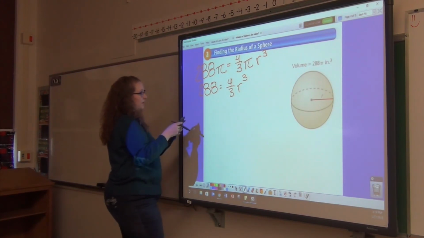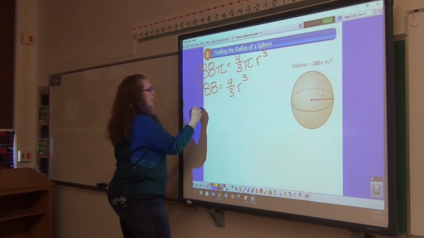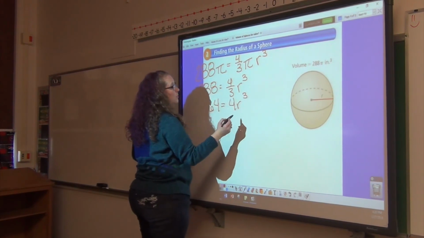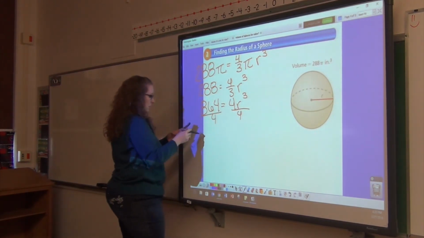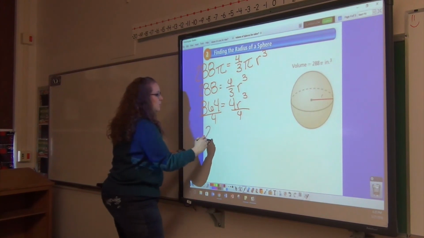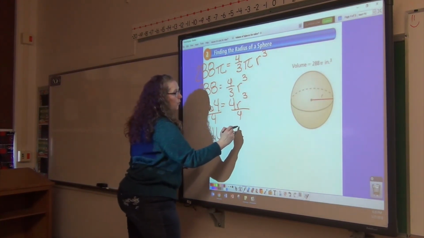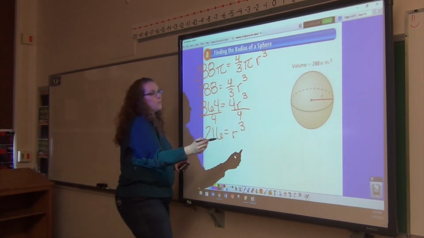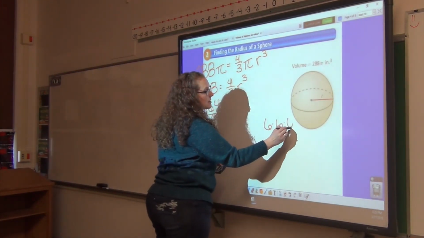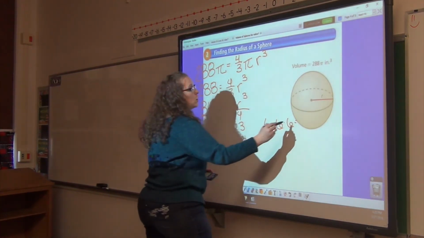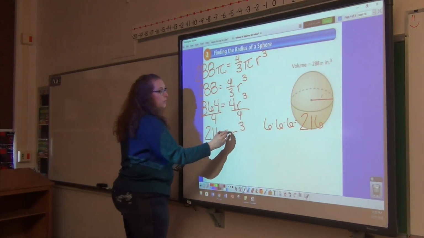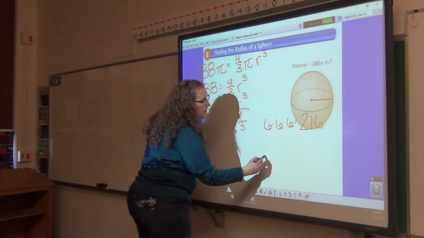Then I'm going to multiply everything by 3 so I can get rid of that fraction. So 288 times 3 is 864, which equals 4r cubed. Then I'm going to divide by 4. And we get 216 equals our radius cubed. Now I need to cube root this. And I know that 6 times 6 times 6 equals 216.